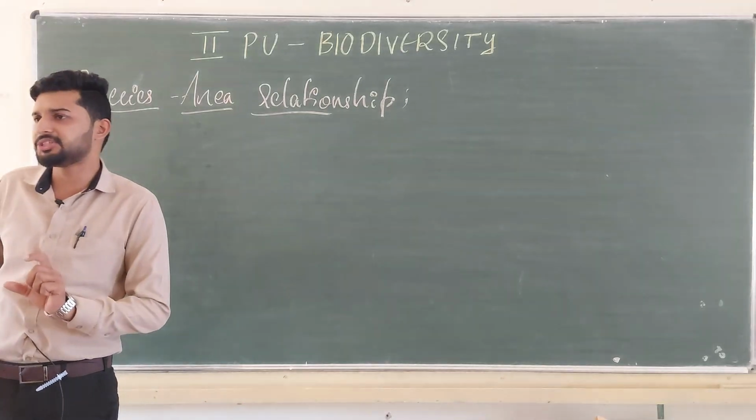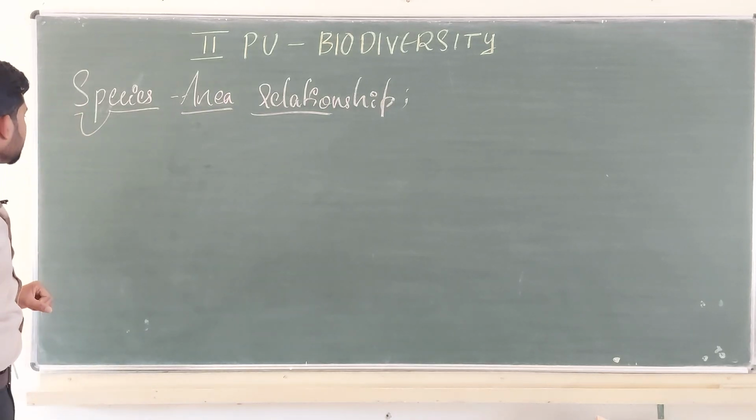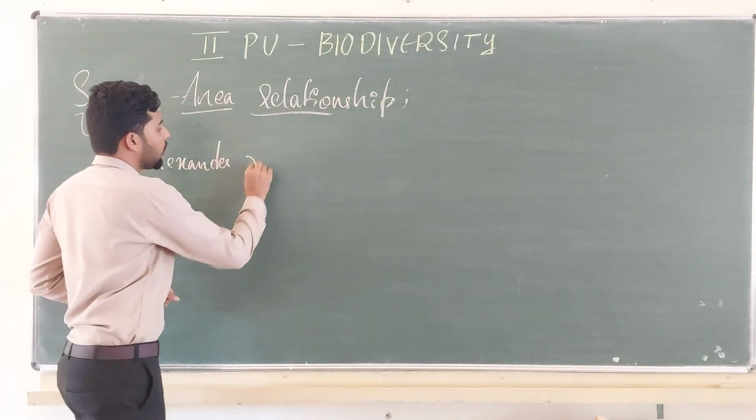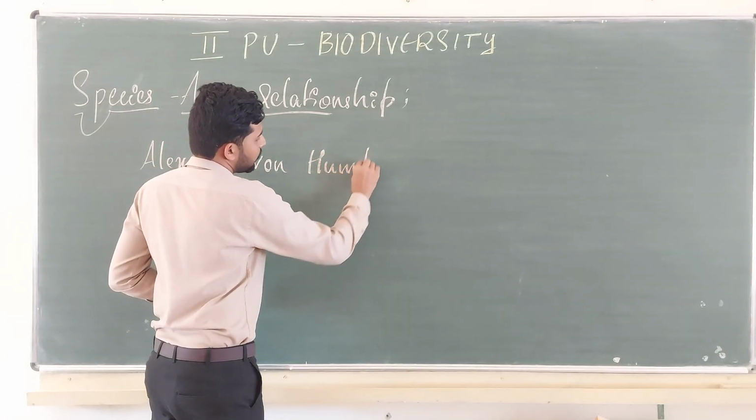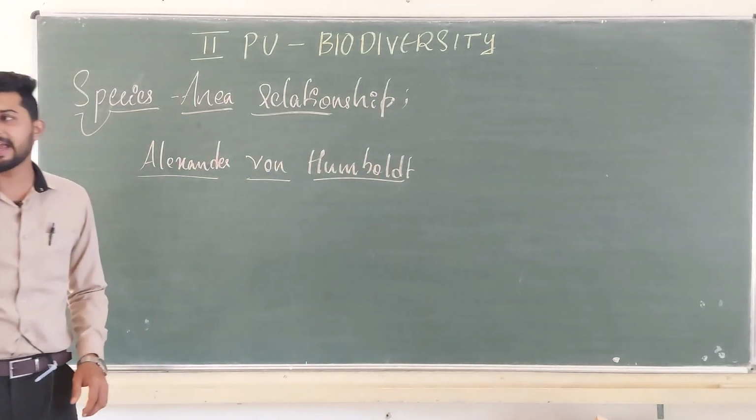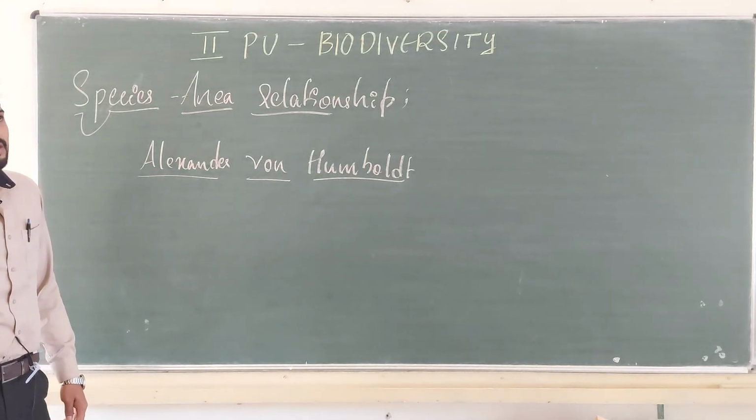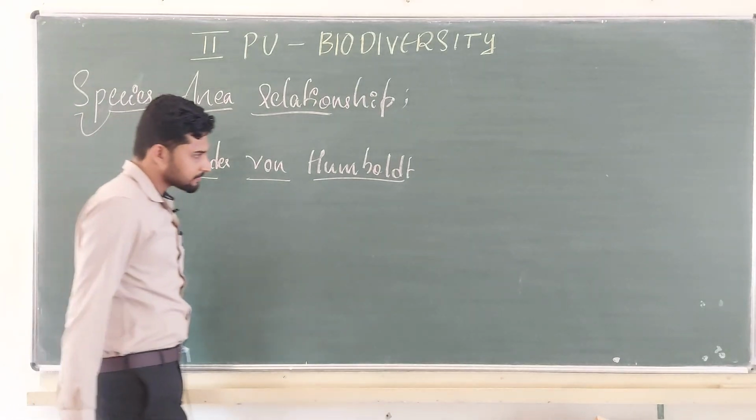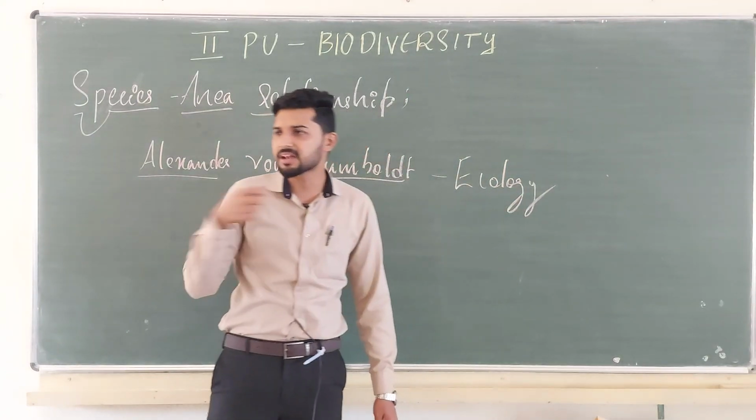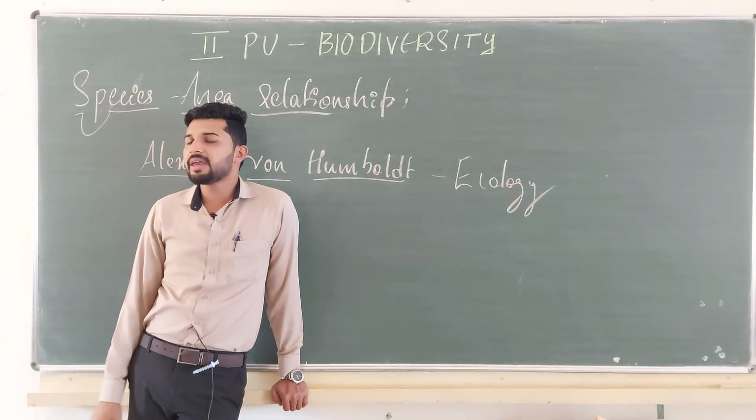Even before defining the species richness, I must remember one great name here. His name is Alexander von Humboldt. He is a great naturalist as well as a geographical scientist. He is very interested in ecology. He has done many surveys and observed many patterns of life in a particular area. He has given a great statement.